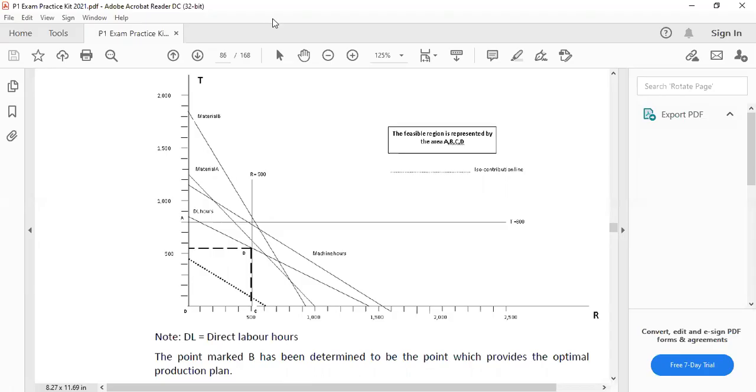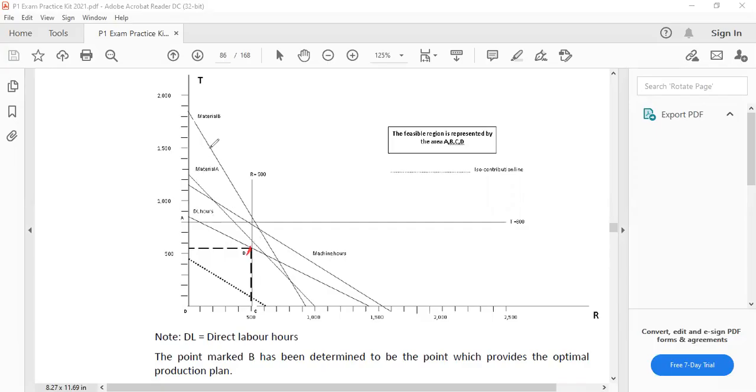All others are above this point. All the other constraints have resources starting from here, which is above this B. A is also above this point. This constraint is direct labor, which is passing through B. This is the only one which is equal to the availability. All the others are above that.